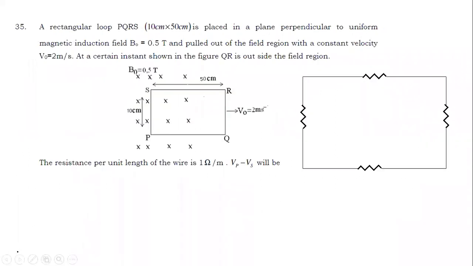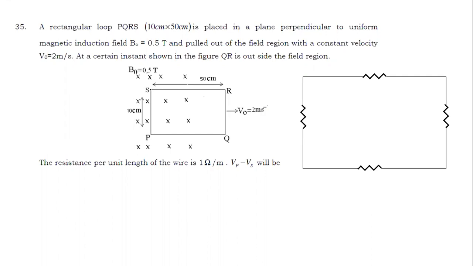Okay, the next question was something like this. This loop was placed in a magnetic field perpendicular to it, as given, and is being pulled out of the magnetic field with a constant velocity of 2 meters per second. This is what is given in this question, and this is something similar to what he had done. So when it is being pulled out, we can think of it again, as I mentioned here.